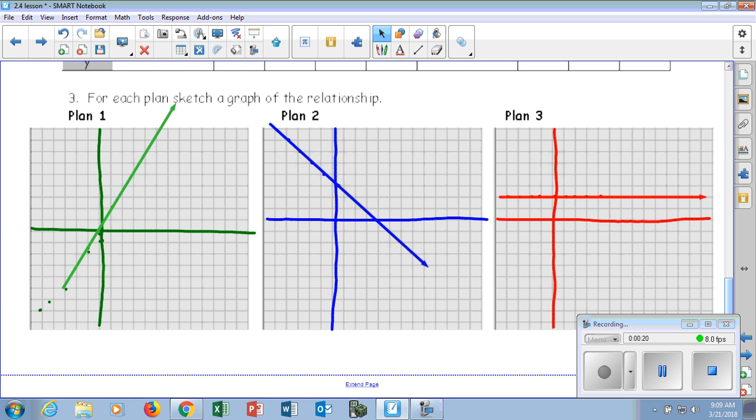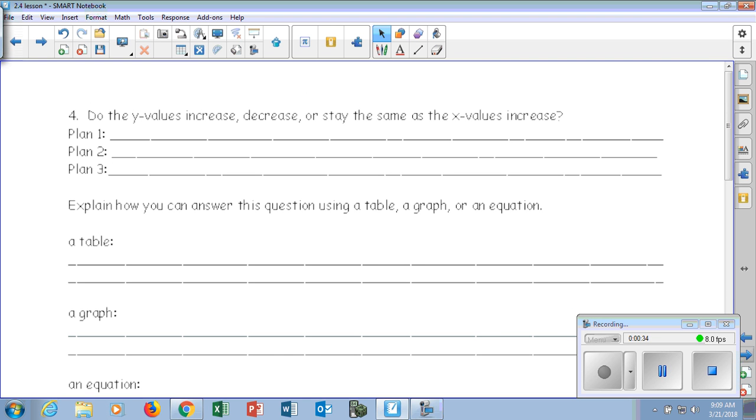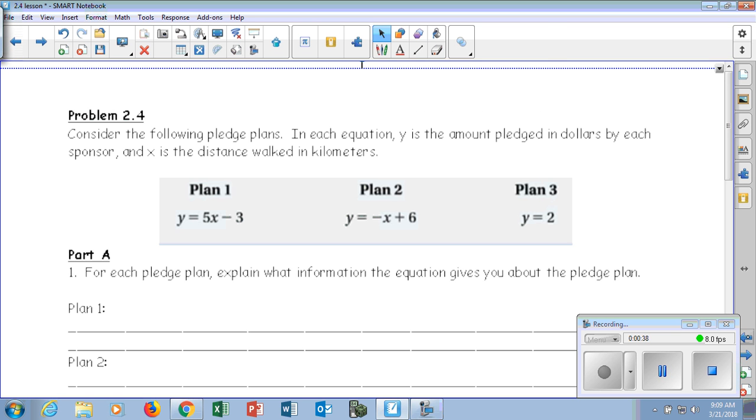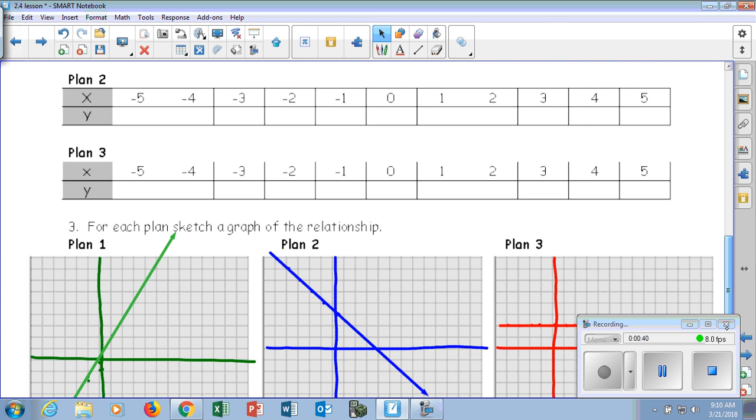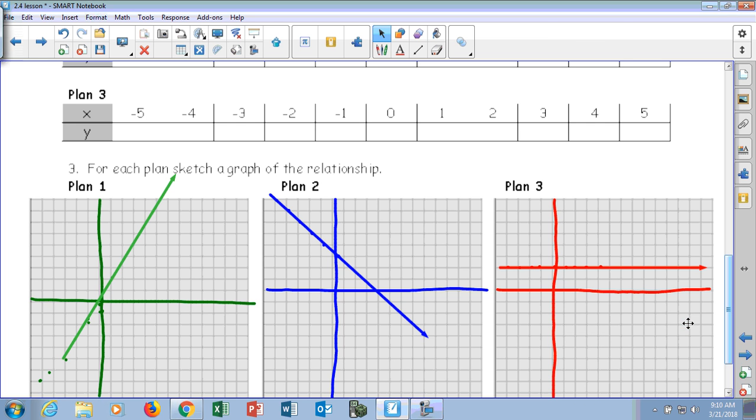Okay, so if we go on to our third page on question 4, it says, do the y values increase, decrease, or stay the same as the x values increase? So they told us our x values are going to be increasing, which means our x values, this is our x-axis, so they're increasing. So if this is our negative side, they're going to be increasing and going to the right.